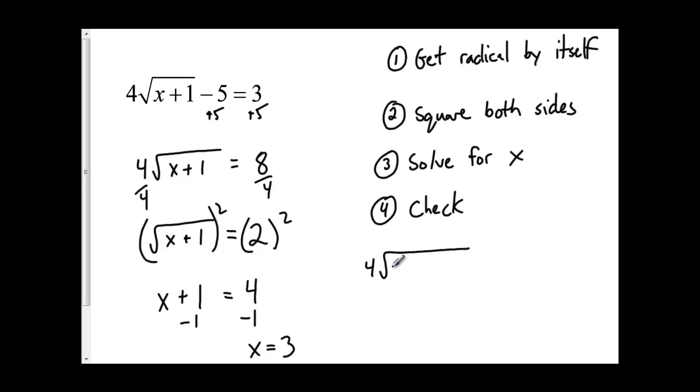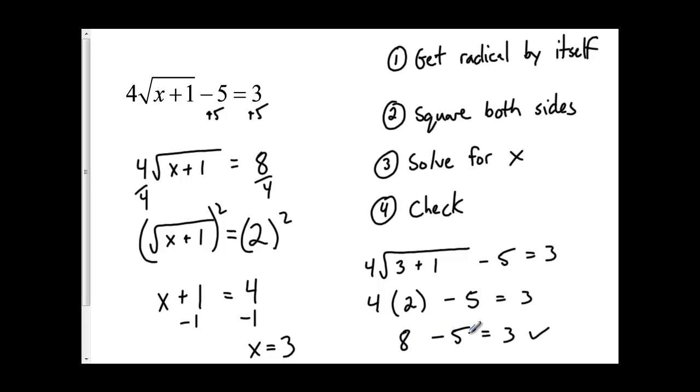So I've got 4 times the square root of 3 plus 1 minus 5 equals 3. Using order of operations, 3 plus 1 is going to give me 4. The square root of 4 is going to give me 2. Minus 5 equals 3. So 8 minus 5 equals 3, which is true. So that tells us that x equals 3 is a solution to this radical equation.